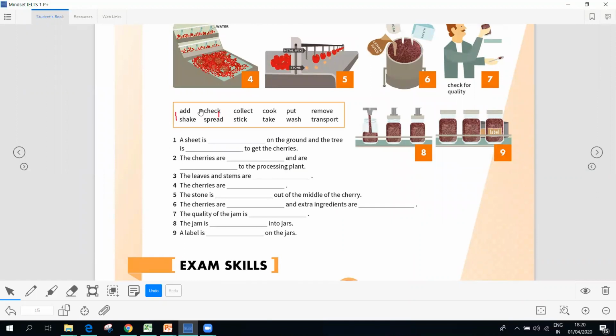Okay, so look at number 1. A sheet is dash on the ground and the tree is dash to get cherries. The cherries are dash. So do you see the be verbs here in all the sentences? You can pause the video and read all the sentences. Okay, so all these sentences are in the passive form.